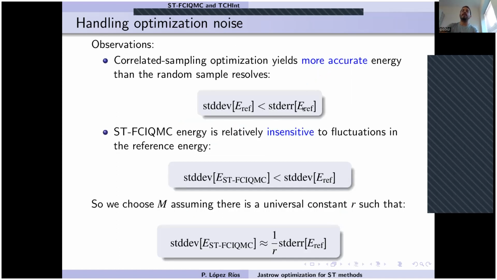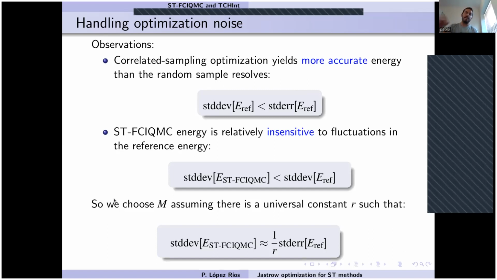So there are two things that we know from experience. One is that the standard deviation of the VMC reference energy, meaning if you run different optimizations, the spread of the energy you're going to get is usually smaller than the standard error of any of those individual calculations of the reference energy. So that's an inequality that we're going to keep there.